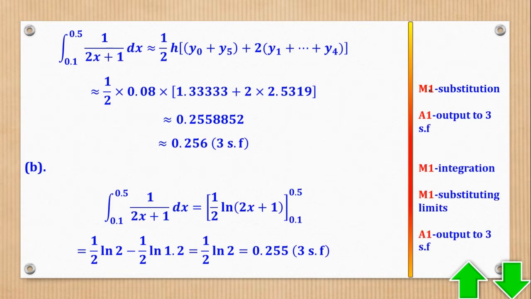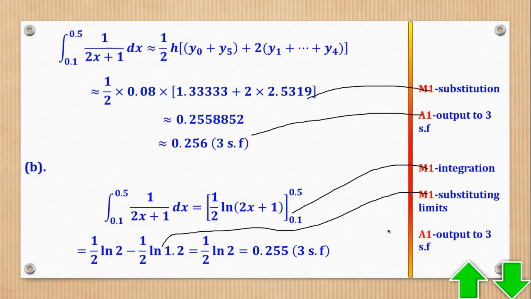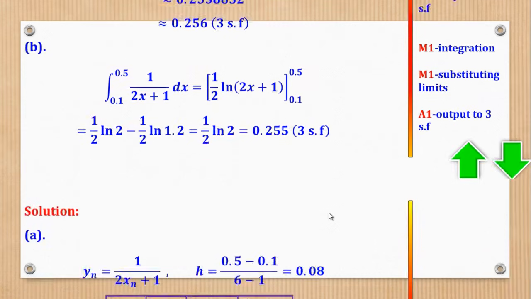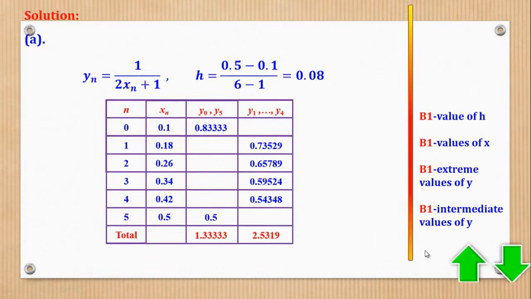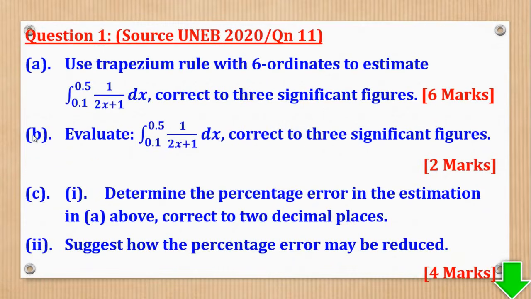So M1 for the substitution, A1 for the output to the required accuracy, M1 for integration, M1 for substituting limits, A1 for the output to the required accuracy. So that is part B. Now we shall go to part C.